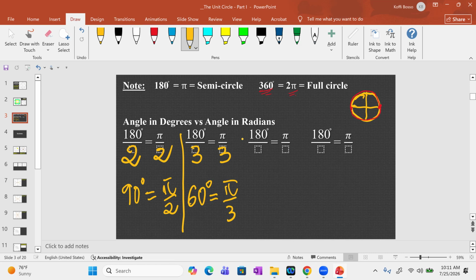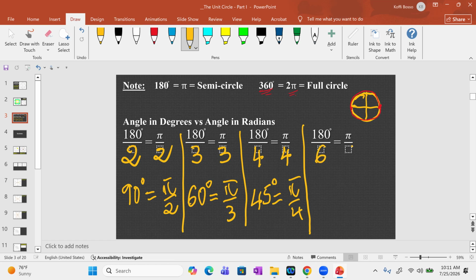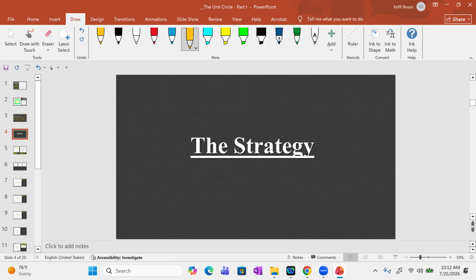If I divide 180 by 4, I will do the same thing for pi. This is 45 degrees, equal to pi over 4. And if I continue, this time I will not use a 5, but I will use a 6. 180 degrees divided by 6 is 30 degrees, and that is pi over 6. You will not see pi over 5 on the unit circle. You can see pi over 2, pi over 3, pi over 4, pi over 6. That's why we don't use a 5 here. We continue. Now let's see the strategy.